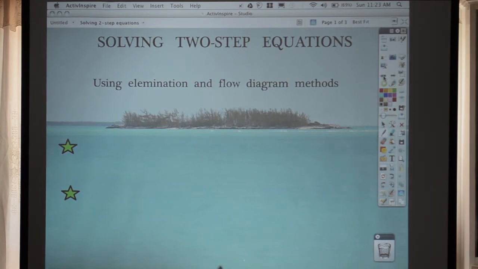In this video, we are going to learn how to solve two-step equations. We will use the elimination method and the flow diagram method. And we will use multiplication and addition in the first example. Then we will use division and subtraction in the second example. So let's see how that goes.